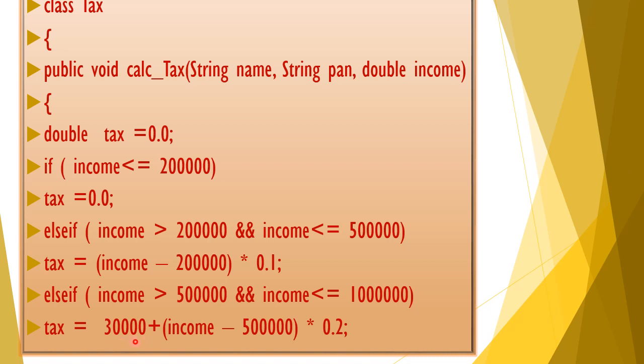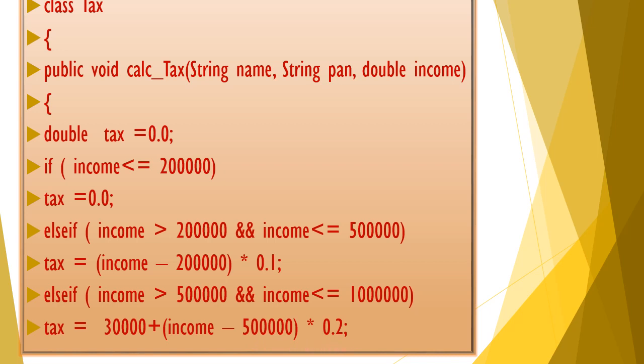This 30,000 plus, and we have to find out the exceeding amount after 5 lakh. How will you find the exceeding amount after 5 lakh? By the expression income minus 5 lakh. For example, if the income is 8 lakh, the exceeding amount after 5 lakh is 8 lakh minus 5 lakh, which is equal to 3 lakh. That is then 20%, that means 0.2, 20% of 3 lakh. So that is why we write the statement here, tax equals 30,000 plus income minus 5 lakh star 0.2.